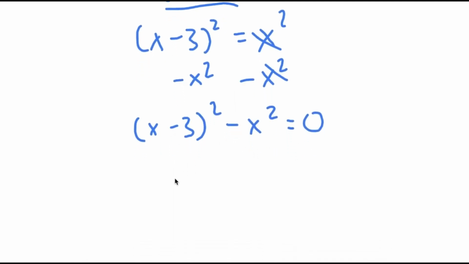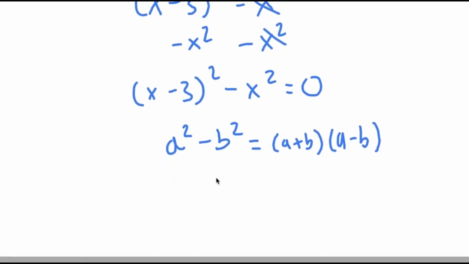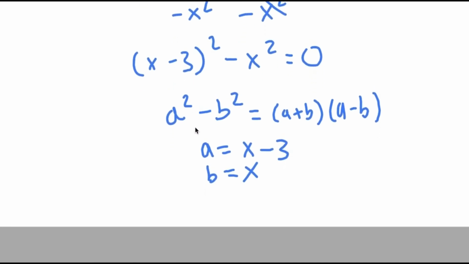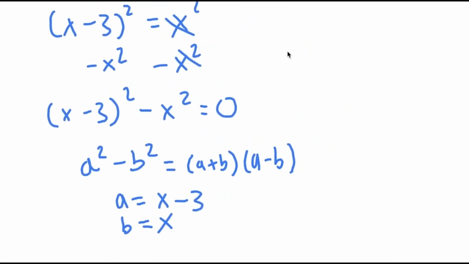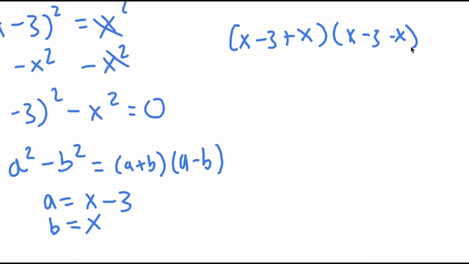Now, if I have something in the form a^2 - b^2, this is equal to (a + b) times (a - b). So in this case, a is x - 3 and b is x. So I have (x - 3 + x) times (x - 3 - x). And this is equal to 0.